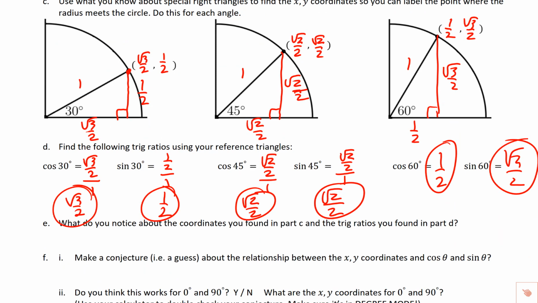The next question is, what do you notice about the coordinates you found in part C up here and the trig ratios you found in part D? Now, Luke has his hand up. I don't know if it's the answer to this question or something else. Is it the answer to this question? Hang on. That's a simple one. Just tell me, is it the answer to the question I just asked? I don't think so. Okay, hang on.